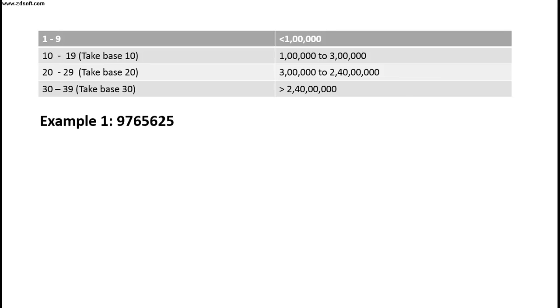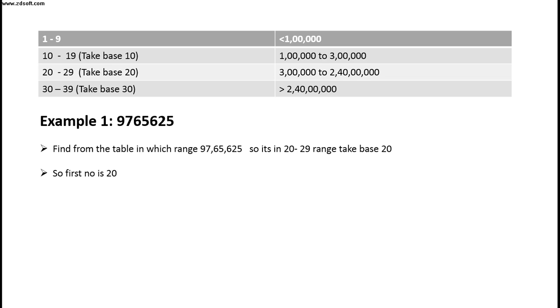Let's take one example and find the quick 5 base of any number. Example is 9765625. Find the 5 base. First of all, we have to find which range the number is in between. So 9765625 is in the range of 20 to 29. So we have to take base 20.